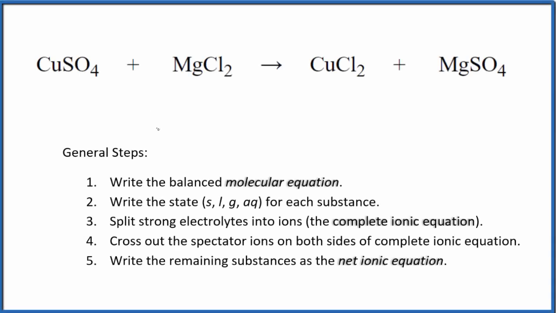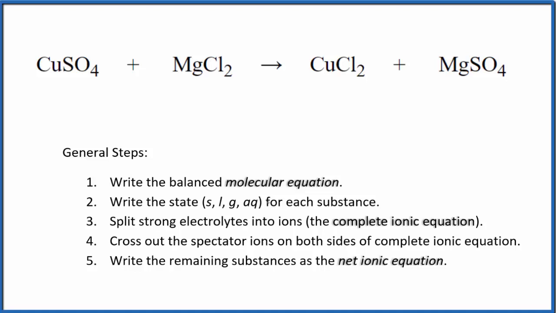In this video, we'll write the balanced net ionic equation for CuSO4 plus MgCl2. This is copper(II) sulfate plus magnesium chloride. So the first thing we do with net ionic equations, we balance the molecular equation. And this is the molecular equation, and it's already balanced. So that's kind of nice.